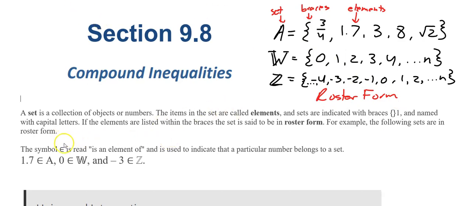Let's look at something else. See this little symbol, this little weird E? That just stands for "is an element of." So looking at the sets I made, you can see that 1.7 is an element of set A. I apologize, 1.7 is right here. Notice it's an element of A. 0 is an element of the whole numbers. -3 is an element of the set of integers.